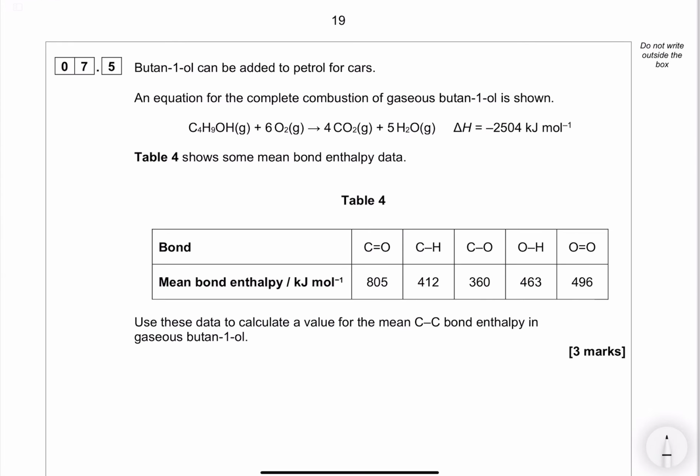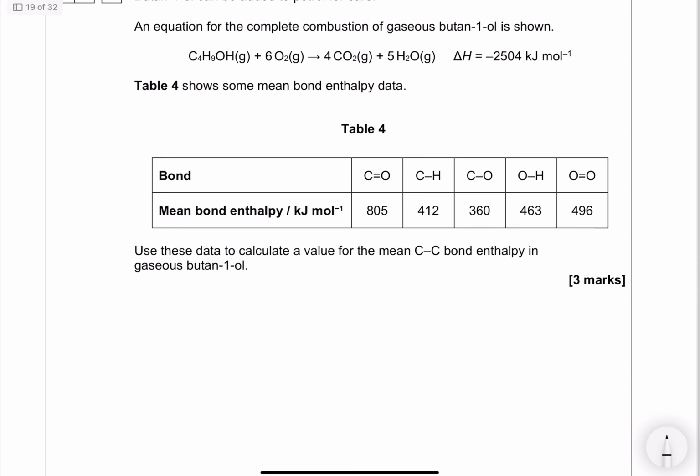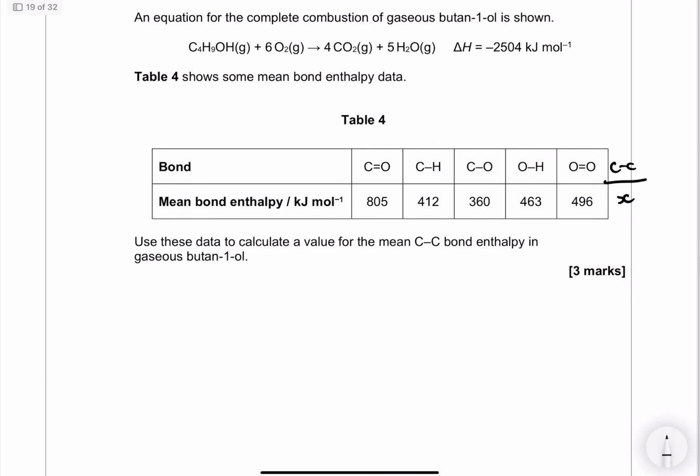Butan-1-ol can be added to petrol for cars. An equation for the complete combustion of butan-1-ol is shown. Table 4 shows some mean bond enthalpies. Use the data to calculate the value for the mean bond enthalpy. C bond, I'm going to add it to the table and call it X. So we've got the value here.